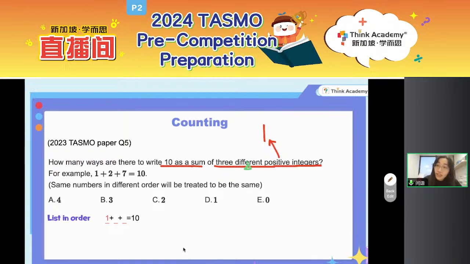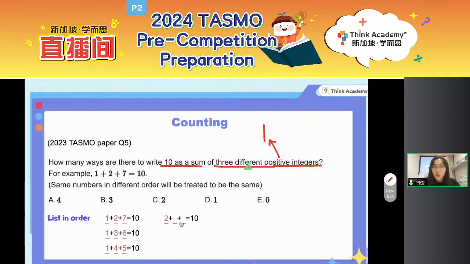So if you put 1 here, what is the smallest number you can use? It should be 2. So 1 plus 2 plus 7, that is 10. And then move on. 1 plus 3 plus 6, that is 10. And then 1 plus 4 plus 5, that is 10. So what is the next one? Is it 1 plus 5 plus 4? No. So 1, 4, 5 and 1, 5, 4, actually they are the same. So next one, we can move on to 2.